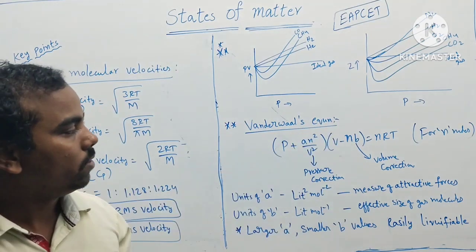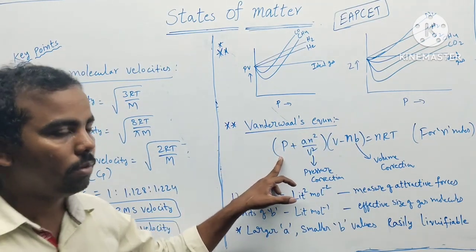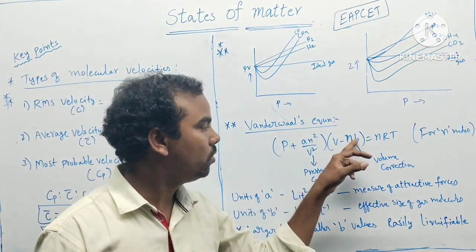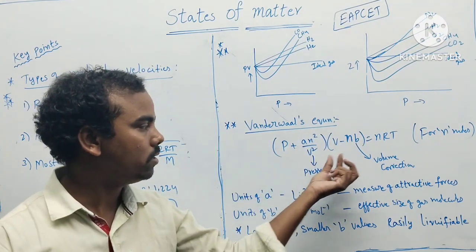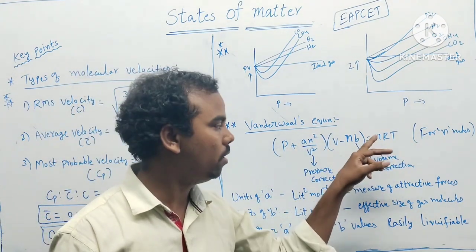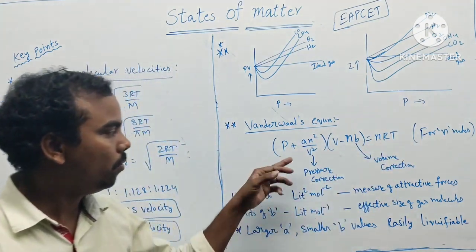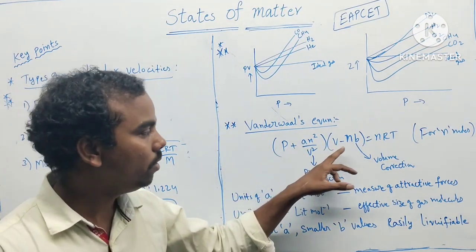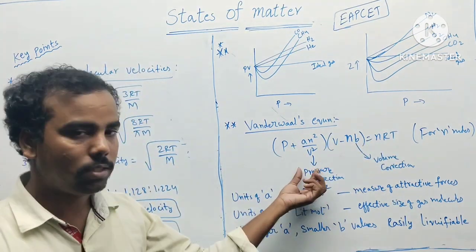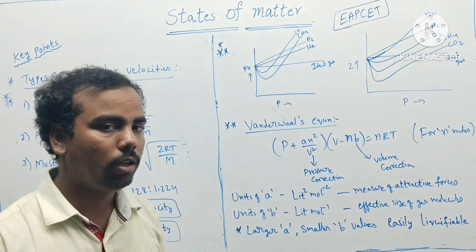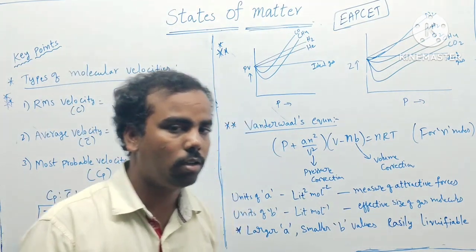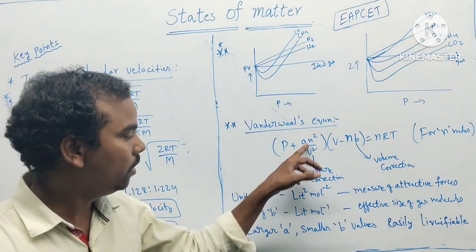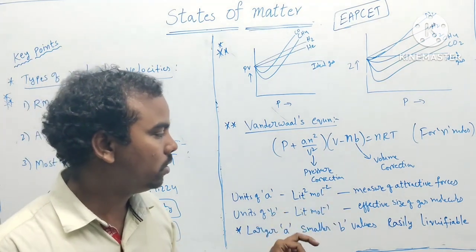So next, the van der Waals equation formula. It has pressure correction and volume correction. P plus n square a by v square into v minus nb equals nRT for n moles. For 1 mole, P plus a by v square into v minus b equals RT. Which of the following is the pressure correction? It is a directly asked question. The unit of a is liter square mole power minus 2.